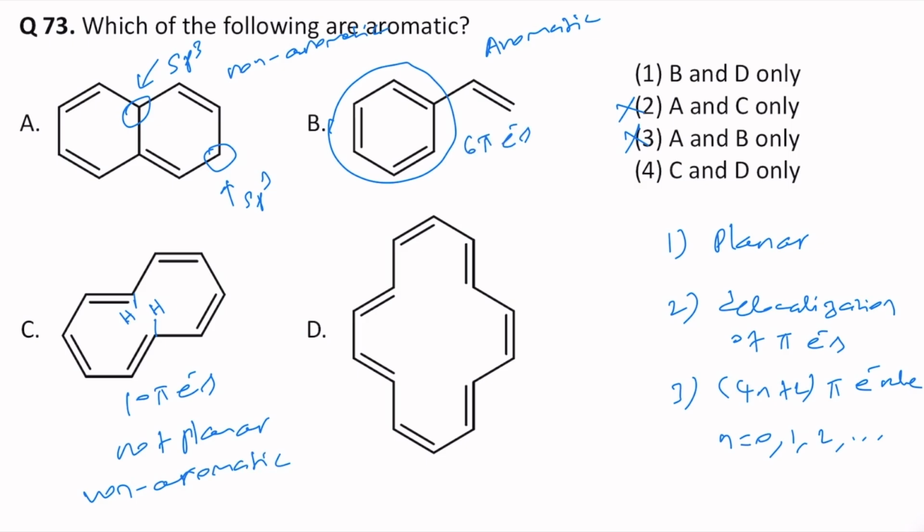How about option D? In option D, we have 14 pi electrons. The molecule is indeed planar, delocalization of pi electrons are there, and therefore this is aromatic. It does obey the Huckel rule with the n value equal to 3. Therefore, B is aromatic, D is aromatic. This means that option 1 is correct.